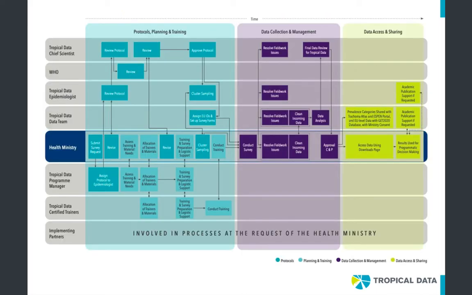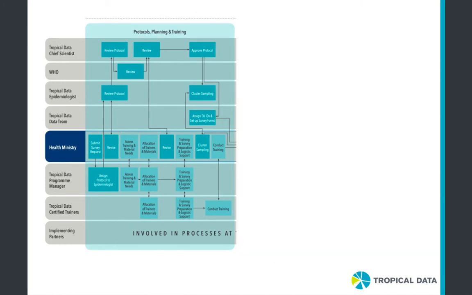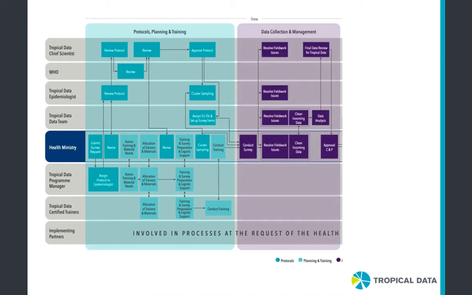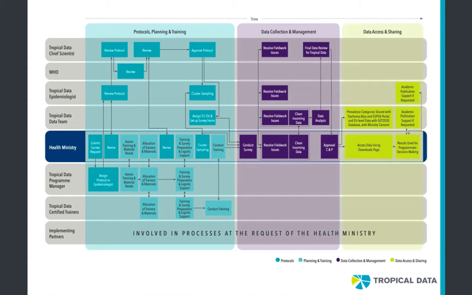This is a detailed overview of the survey process, including roles and responsibilities at each step. It is divided into three main areas: protocols, planning and training, data collection and management, and finally, data access and sharing. Note that ministries of health are central to each of the processes. A copy of this overview can be found on Tropical Data's online resources page or by clicking on the image on your screen.